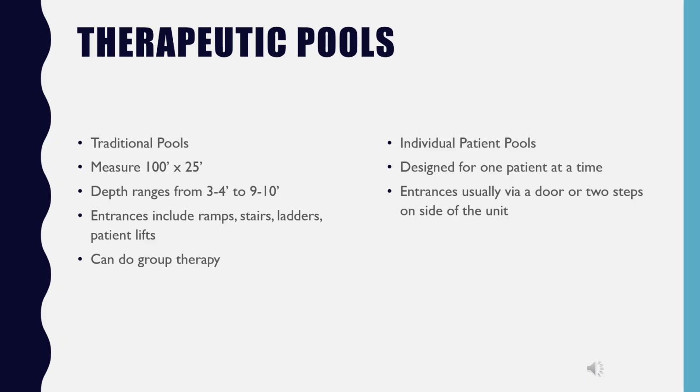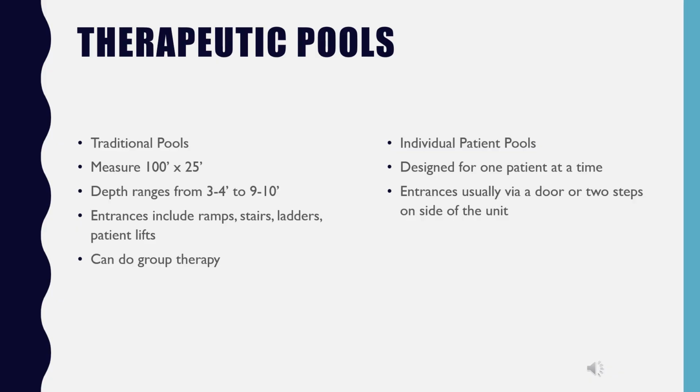Obviously, we're going to need a pool if we're doing aquatic therapy. And so we can look at traditional pools or the individual patient pools. Most clinics are going to have more of an individual patient pool, whereas if they have an off facility location that they utilize, that's more going to be where you can see a traditional pool. Traditional pools are going to measure up to 100 feet by 25 feet if we're looking at our standard Olympic size, with depths ranging from 3 to 4 feet to 9 to 10 feet.